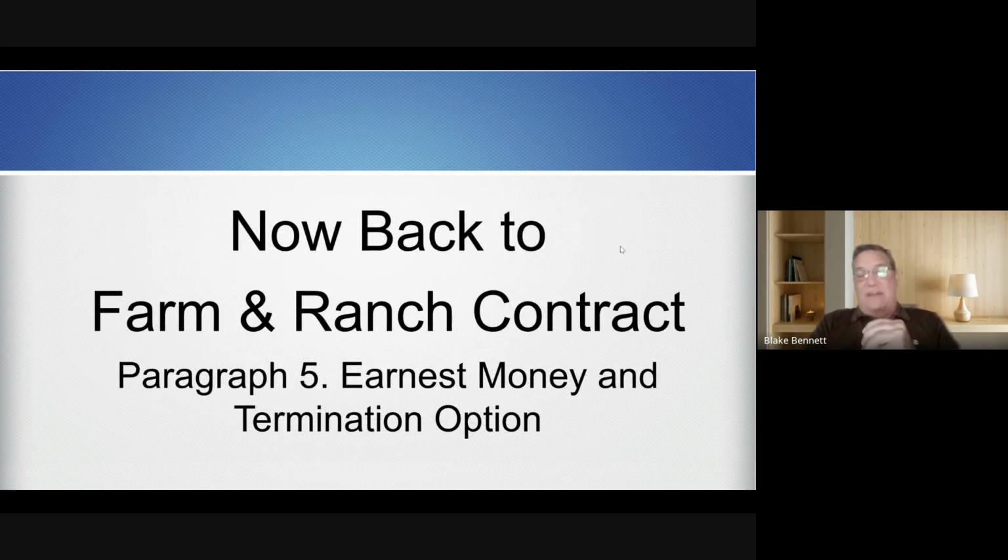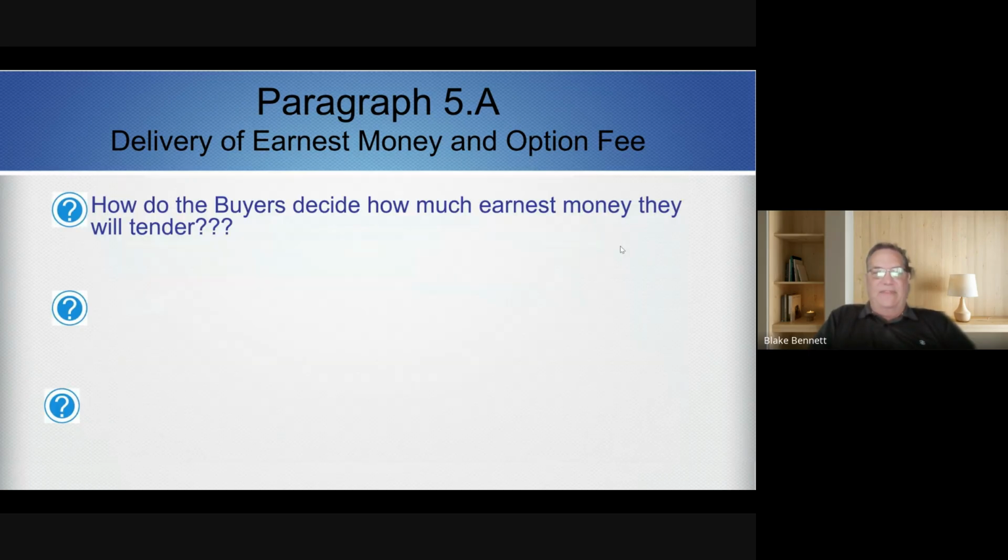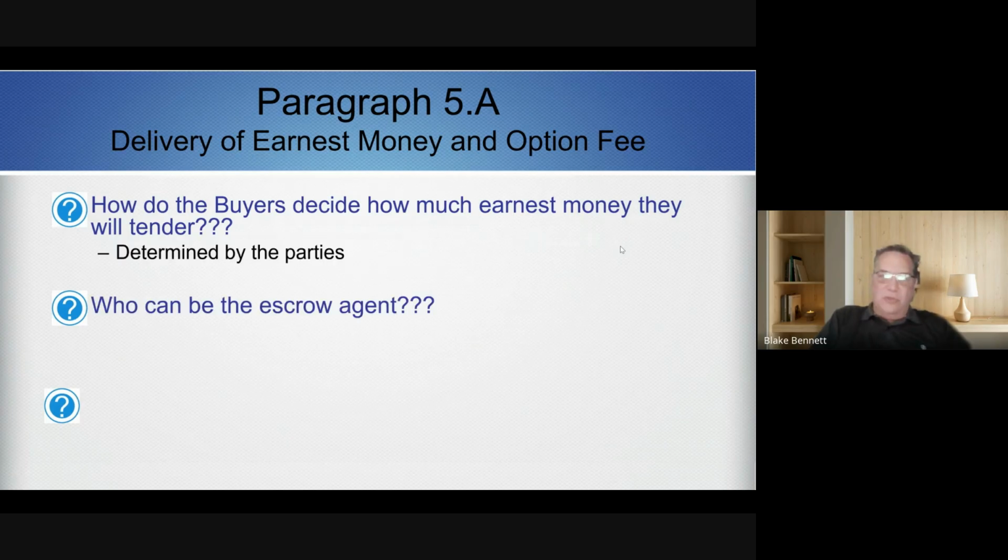Now, paragraph 5, earnest money, termination option, pretty much the same. Delivery of the earnest monies in paragraph 5, 5A. If you're trying to decide how much earnest money is going to be put up, well, that's negotiable. It's determined by your parties.